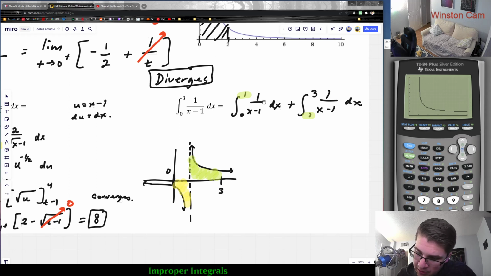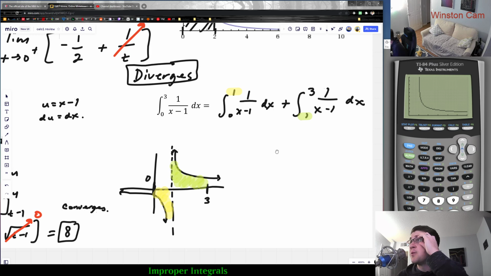Let me use yellow for this one as I have in my drawing. Sorry, those yellow and greens are kind of hard to tell apart. Apologies if you're colorblind.